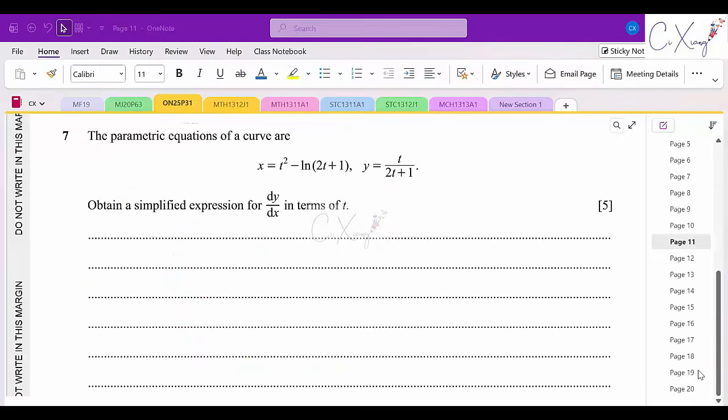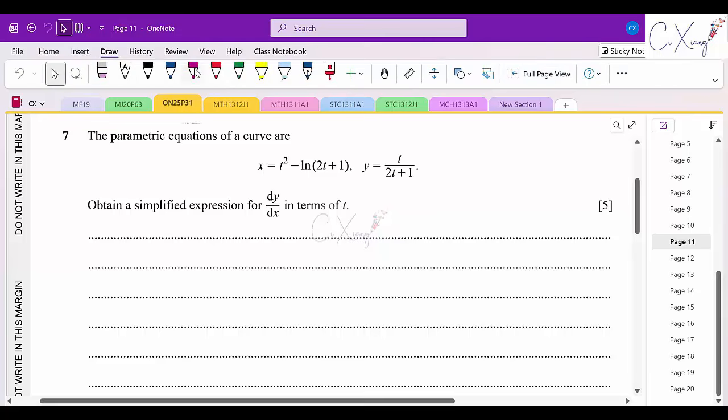Alright, so question number 7. We are given the parametric equations of a curve like this. You have x in terms of t and also y in terms of t. Then they want us to obtain a simplified expression for dy over dx in terms of t. When you have a parametric equation and you want to find dy dx, you have to apply differentiation separately, and after that apply the chain rule to get dy dx.